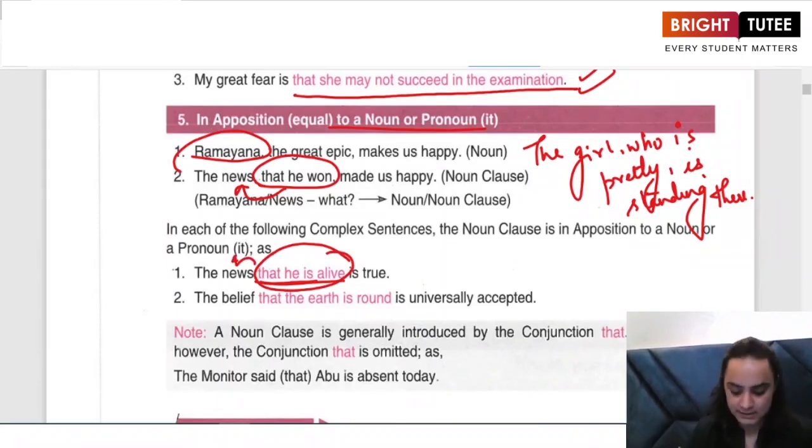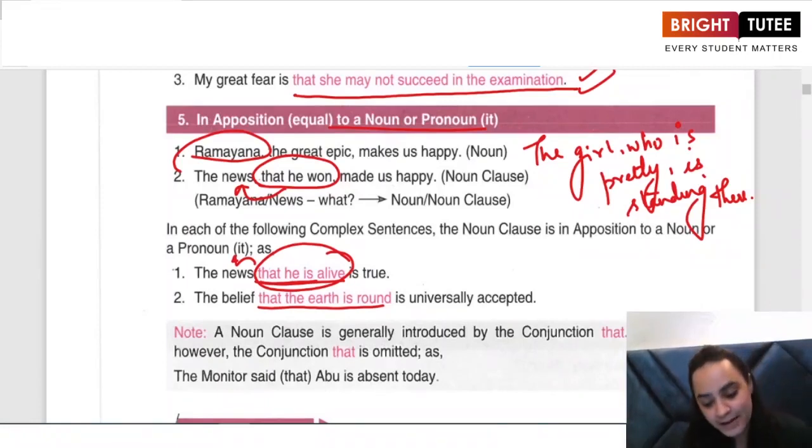Similarly, look at the second sentence. The belief that the earth is round is universally accepted. What is universally accepted? That the earth is round. This is the answer. The belief, the earth is round. So when my noun clause is important because it has the same value as the noun or the pronoun in the sentence, it is known as the noun clause in opposition to a noun or a pronoun.